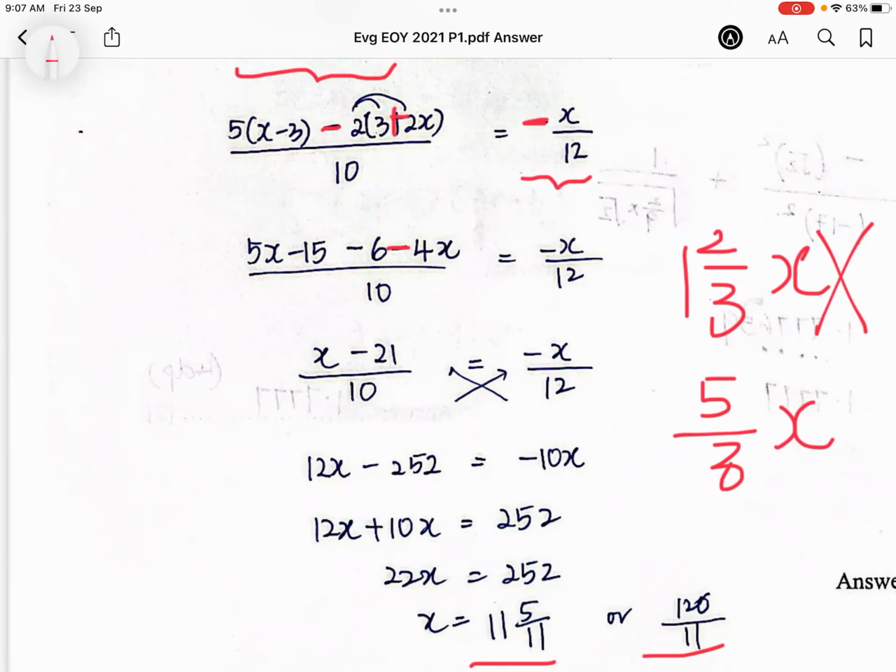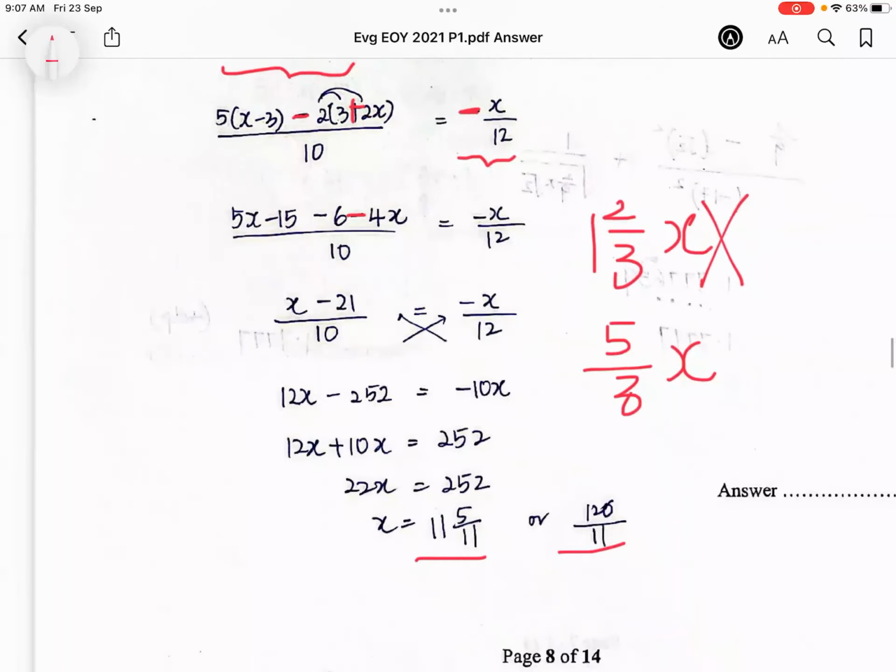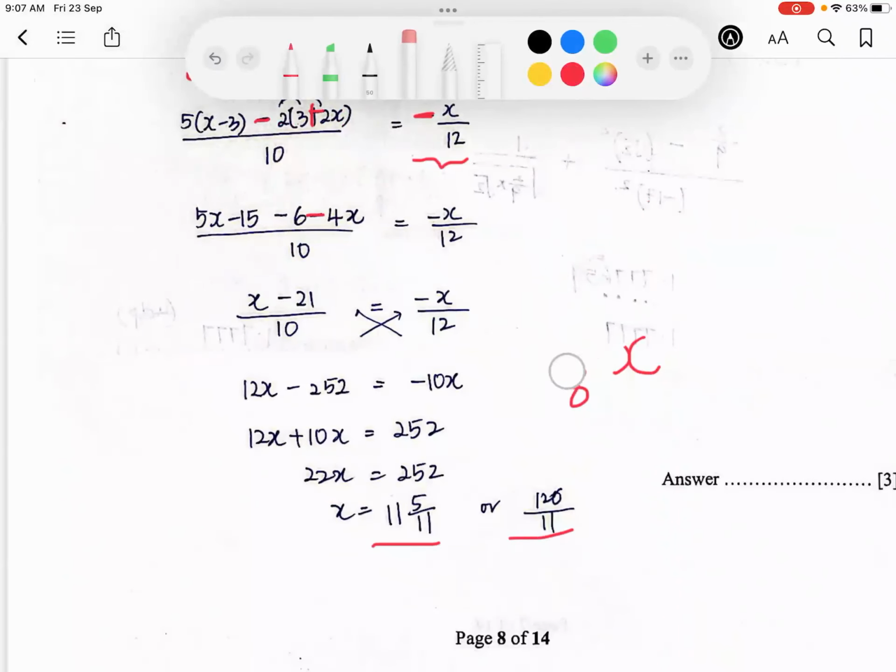Okay, they will minus marks on. Really, will minus the presentation mark. So, next question.